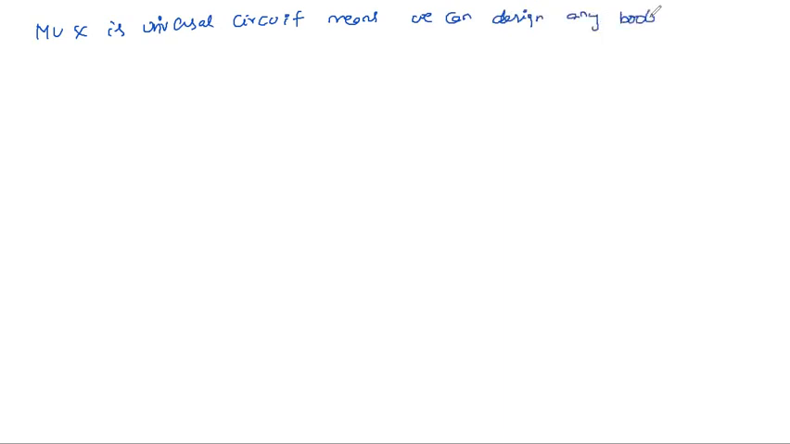Multiplexer is called a universal circuit. Multiplexer is called a universal circuit. Means we can design any Boolean expression using a multiplexer. Okay, let us do some problems regarding this one.